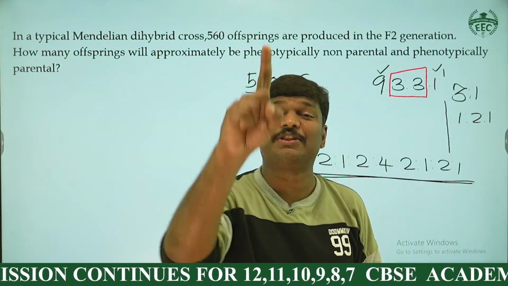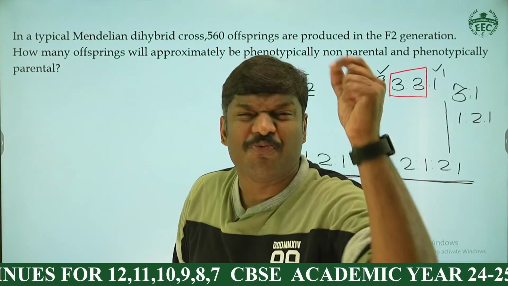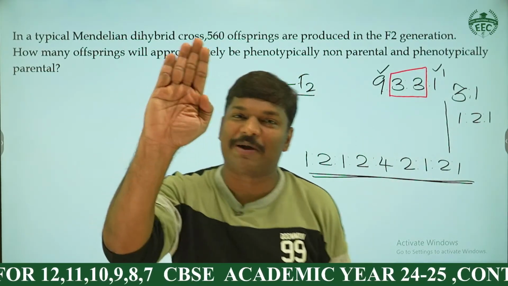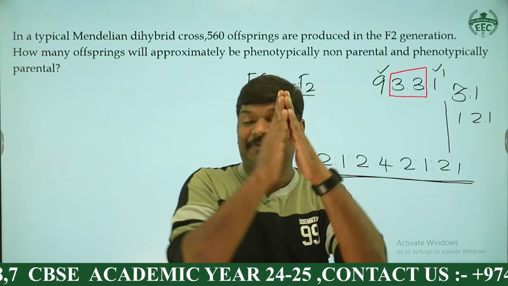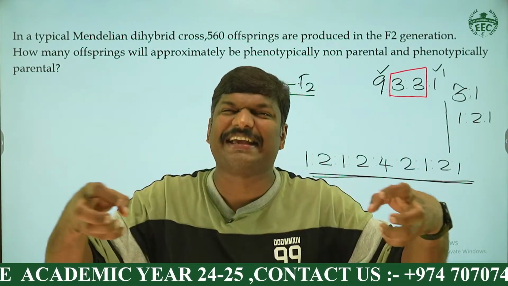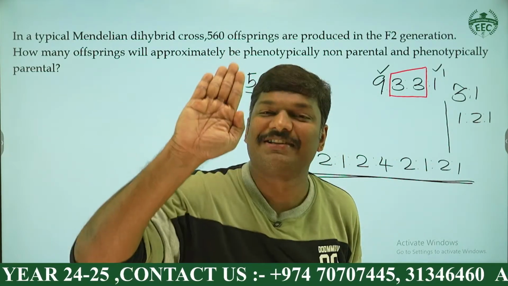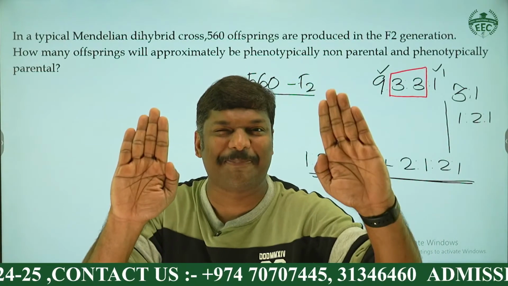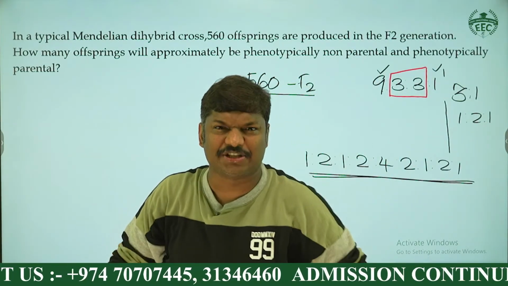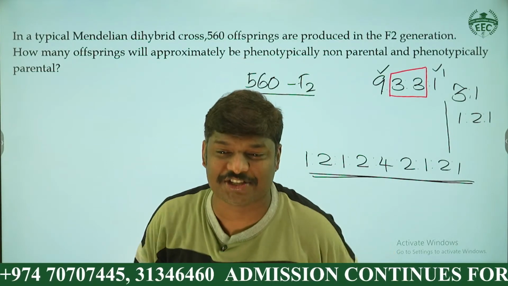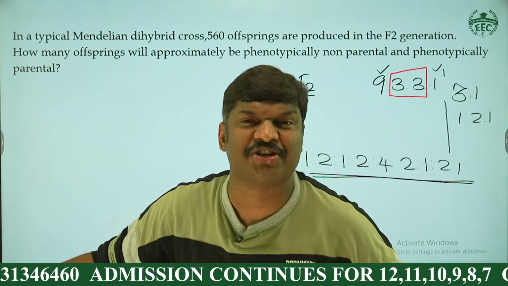Mono means one, only one pair of characters. But dihybrid means what? Two pairs of characters. This is one pair of characters, this is another pair of characters. When two pairs of characters are segregated, keep in your mind one more thing. This is the first pair of characters, this is the second pair. What do you mean by segregation? Aggregation means joining. Segregation means separation. The opposite word of aggregation is segregation.